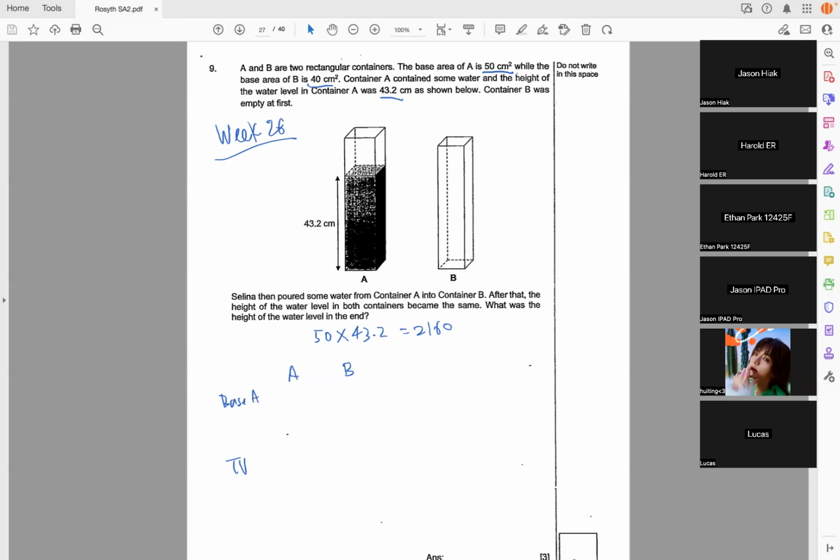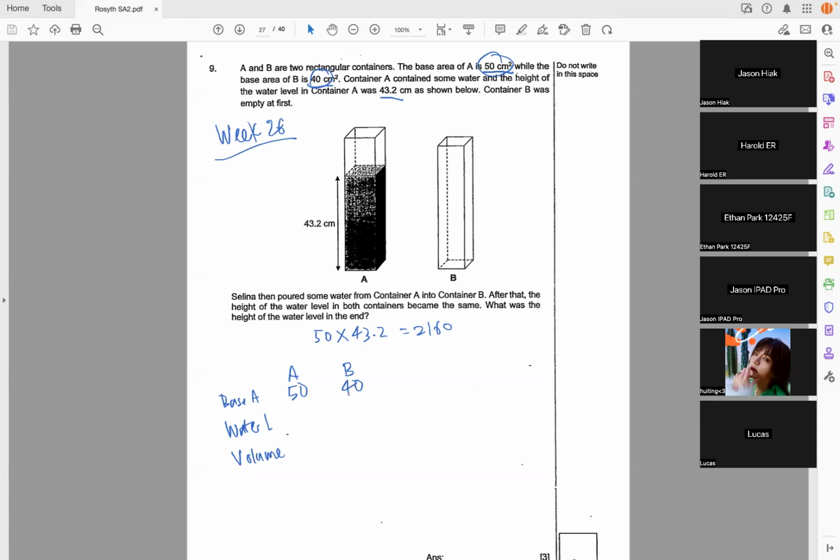Volume is replaced by height or water level. And then total value is volume. Okay. So the base area of A is given, 50 over here. Base area of A is 50, base area of B is 40.